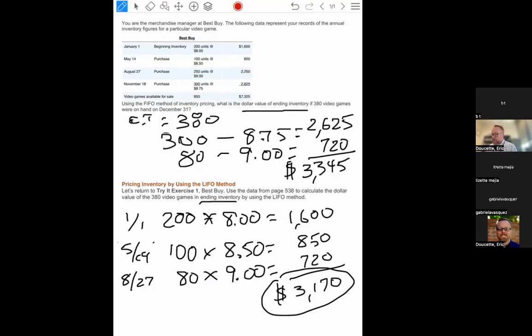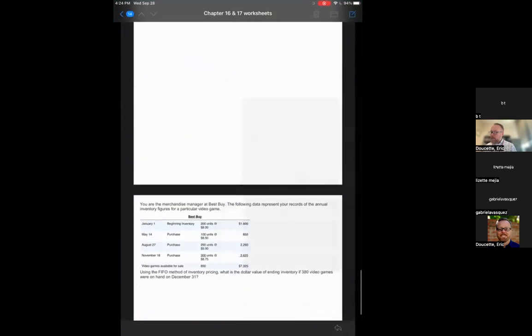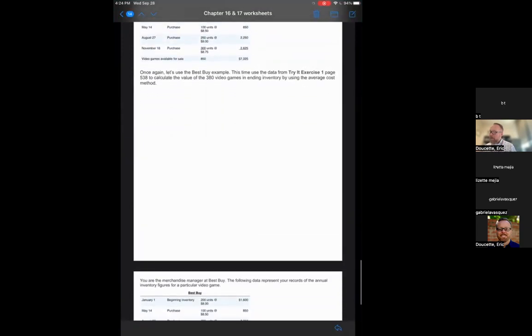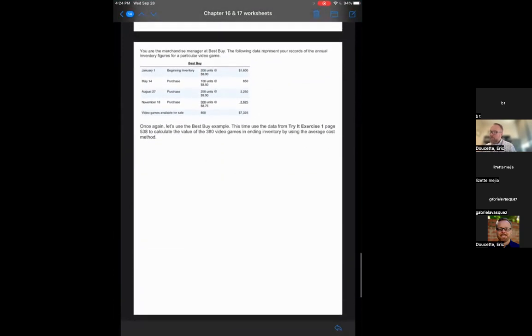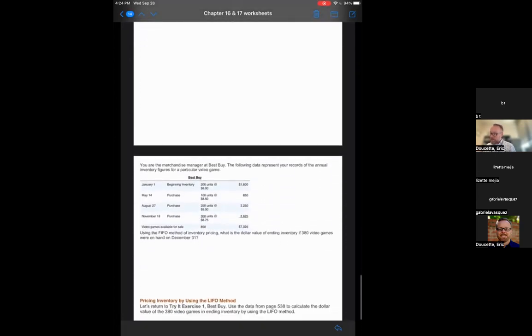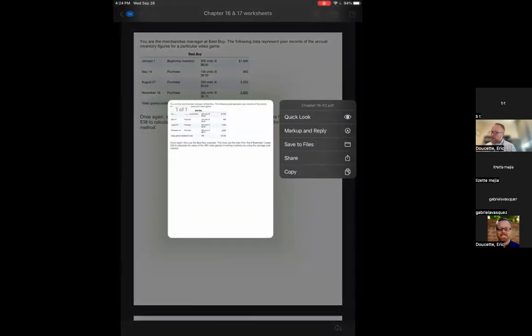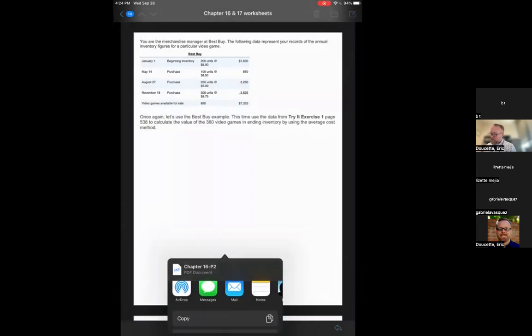Now let me show you the other one, the average inventory. Let me open that sheet up because I think that one, is that the same one? No, that's the one we just did. Here's the ending inventory one right here. So we'll share that to Easy Teach.